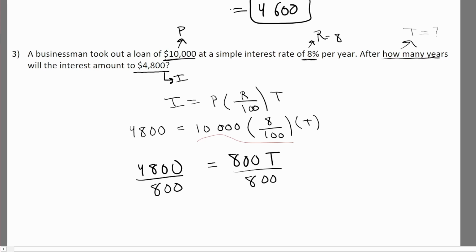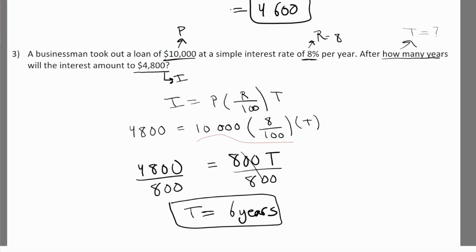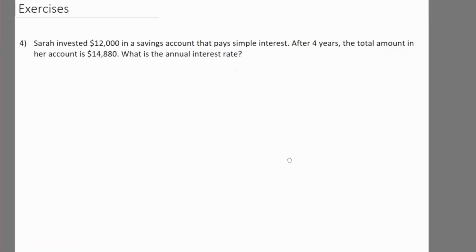So again, you just plug on your calculator and this cancels out, and this divided by this, T is equal to 6 years. So it will take me 6 years for the interest to amount to $4,800. Moving on.